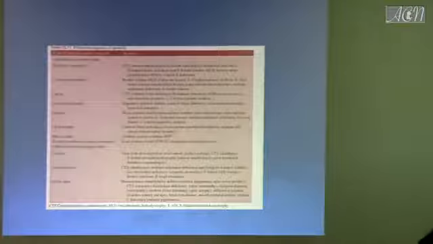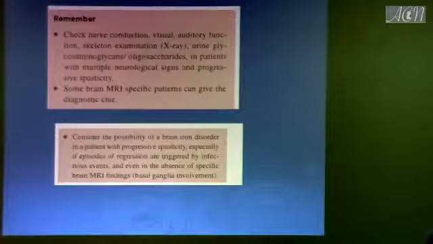So this is more to direct you to the workup of which disease might look like cerebral palsy or might cause cerebral palsy. If you see a kid with cerebral palsy with abnormal eye findings or ocular signs, then you need to go through the list and look through these disorders that might look like CP, okay? Remember, check nerve conduction, visual and auditory function tests, skeletal examination, urine glycosaminoglycans and oligosaccharides in a patient with multiple neurological signs and progressive spasticity. Some brain MRI specific patterns can give a diagnostic clue.